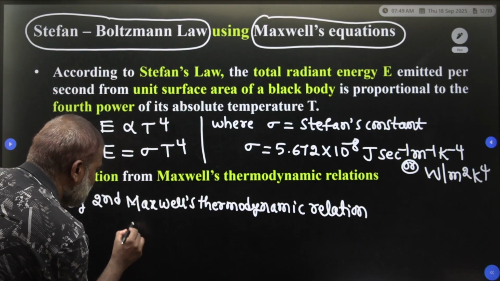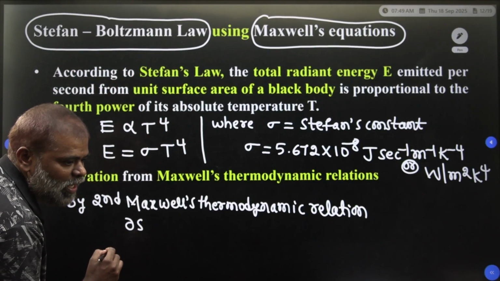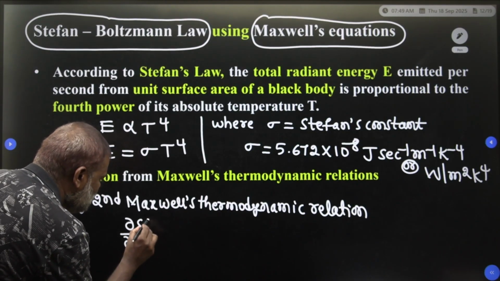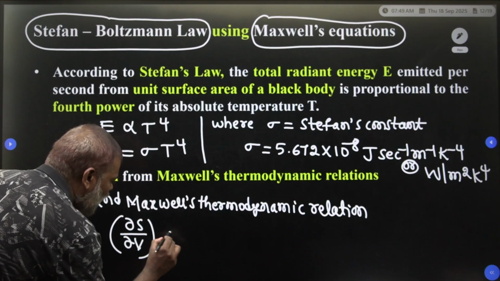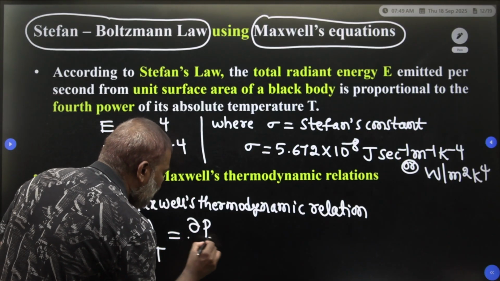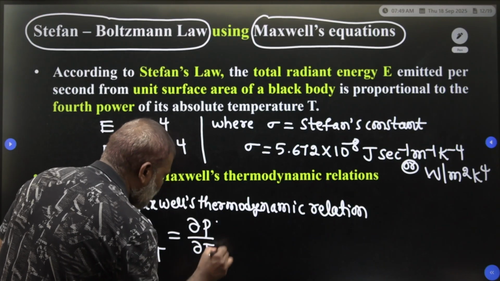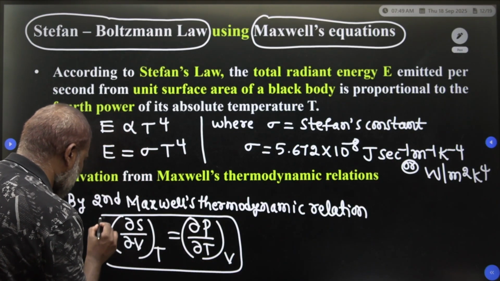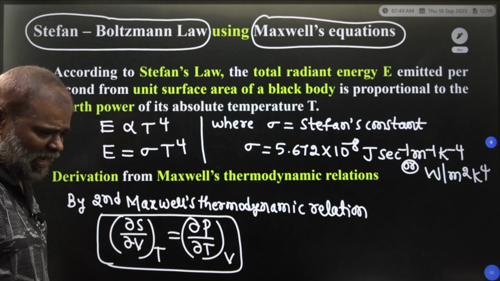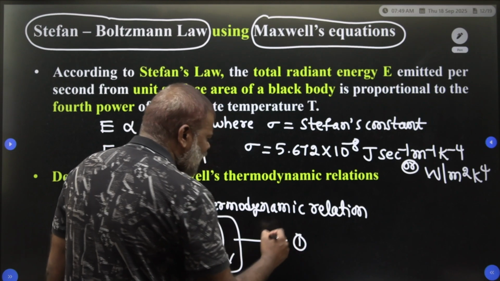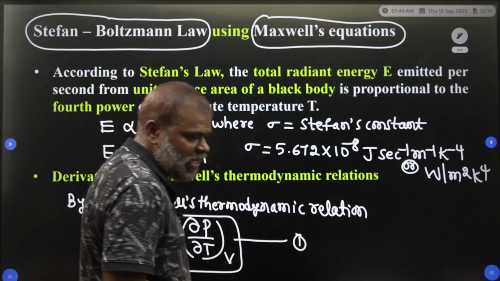What is that relation? ∂S/∂V at constant temperature is equal to ∂P/∂T at constant volume. This is the second thermodynamic Maxwell relation. This you have to take as equation number 1.